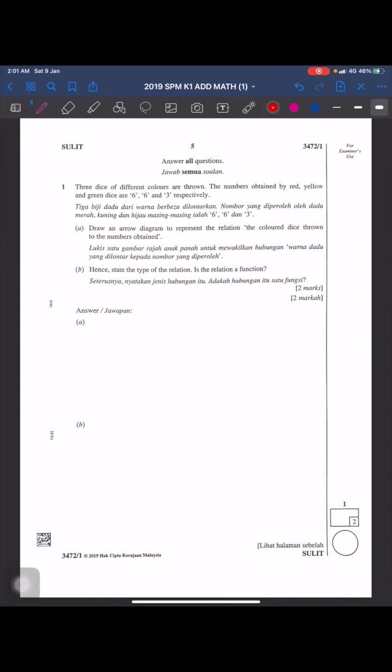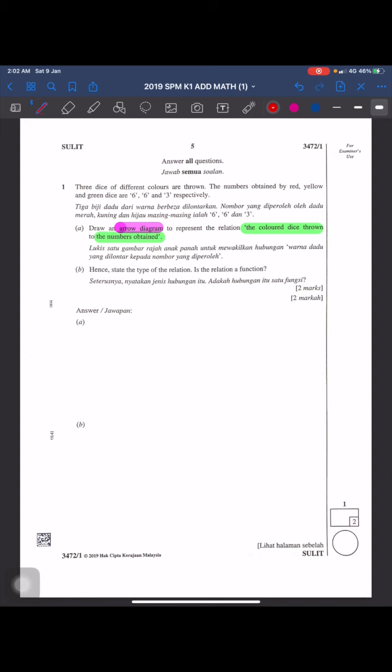Okay, 3 dice of different colors are thrown. The numbers obtained by red, yellow and green dice are 6, 6 and 3 respectively. A. Draw an arrow diagram to represent the relation the colored dice thrown to the number obtained. Okay, so di sini dia nak kita lukis arrow diagram. Okay, so kita list dulu.